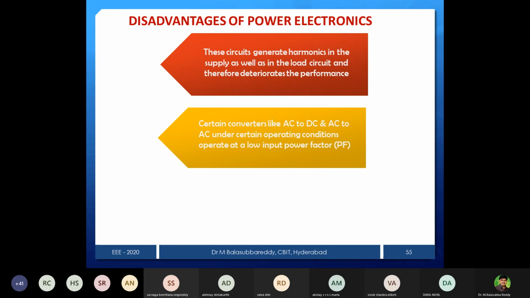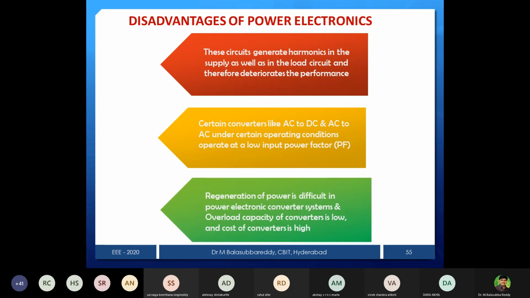By using a freewheeling diode and so on it will improve, but improving the power factor is another drawback. And regeneration of power is difficult, because the device is unidirectional; power flowing from load to source is complicated. In normal regeneration, power flows from the load back to the source, and somebody else has to utilize that power. And the cost of the converters is high.